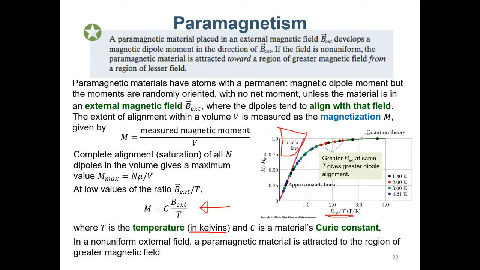And complete alignment, saturation of all the dipoles in the volume, gives a maximum value. So it assumes a linear relationship between the M and the external B field over the absolute temperature.